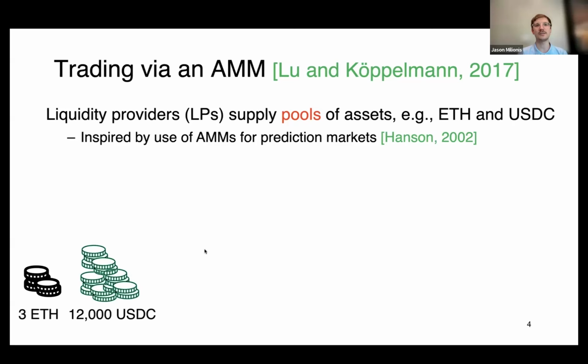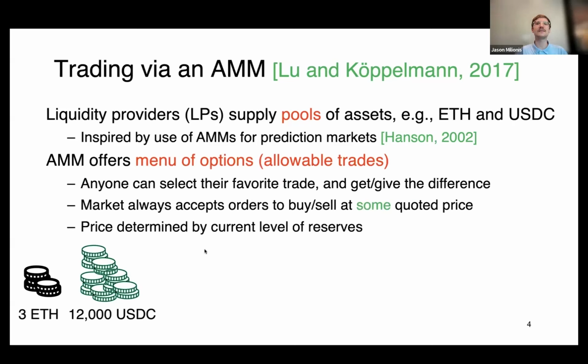And they're inspired by the use of automated market makers for prediction markets, as Hanson first showed. So you have these two separate piles of reserves, one for each of the assets. And then the AMM gives you a set of allowable trades, as we call it, so a menu of options that you can select from. And this trade that you select will result in a different pile of reserves in the AMM. So you could have a succinct description of this set arising from a formula, and you'll see this in detail by Samak on the second part of the tutorial.